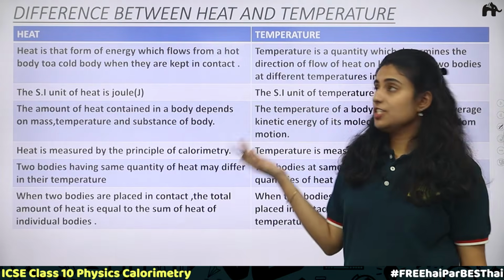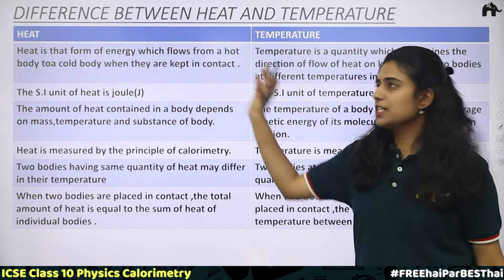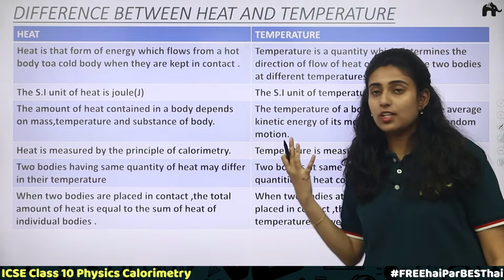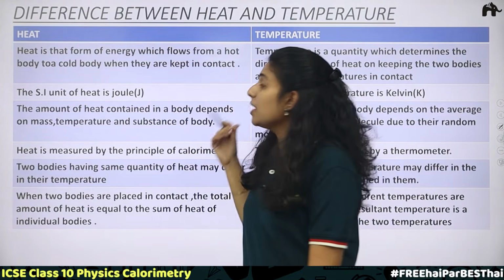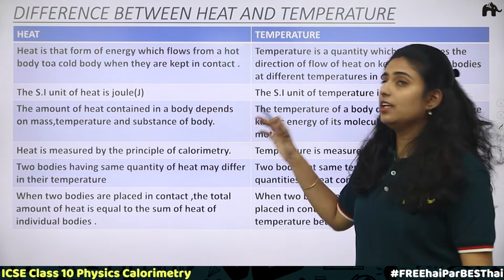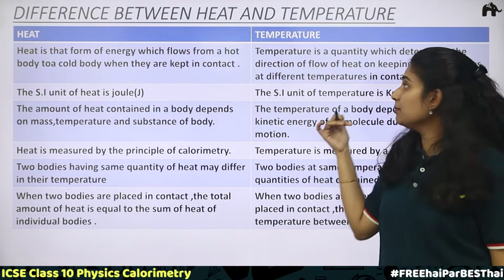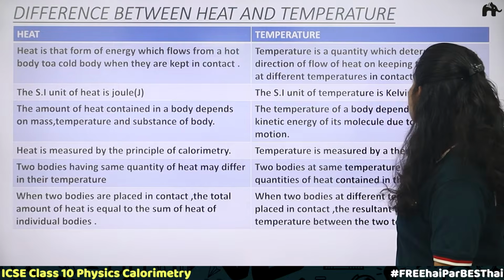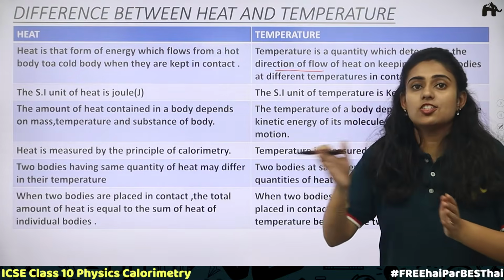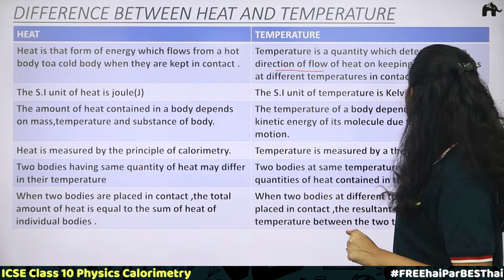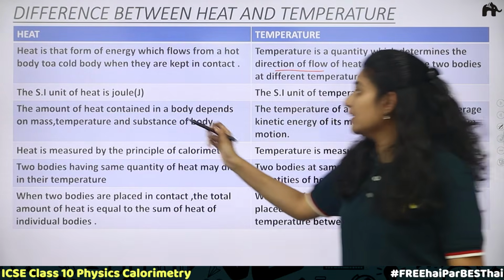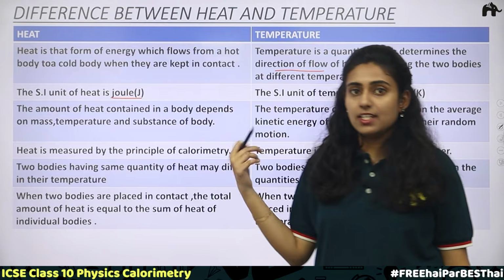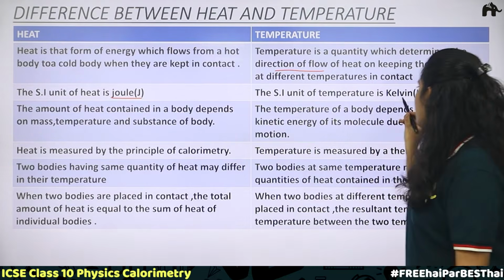Clear? Let us differentiate between heat and temperature. The first point, you can write the definition of what heat is and what temperature is. Heat is a form of energy which flows from a hot body to a cold body when they are kept in contact. Temperature is a quantity which determines the direction of flow, in which direction the heat is flowing on keeping two bodies at different temperatures in contact. Second point, you can write the SI unit. We know the SI unit of heat is joules and the SI unit of temperature is Kelvin.